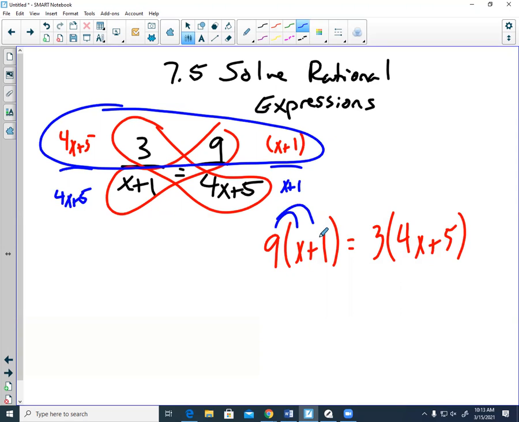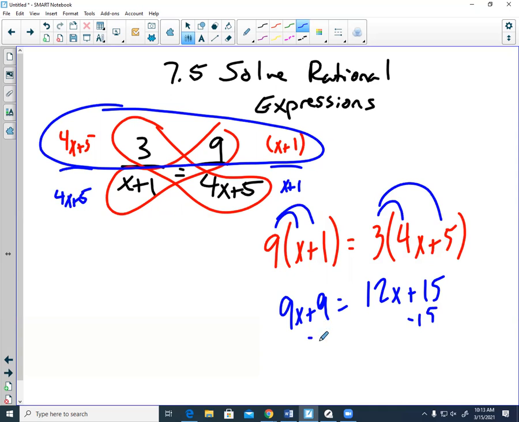So this is going to be double distributed, which would be 9x plus 9 equals, double distribution, 12x plus 15. So we've got a normal algebra equation. We subtract 15 from both sides. We subtract 9 from both sides. And I end up with negative 6 equals 3x. So x equals negative 2.